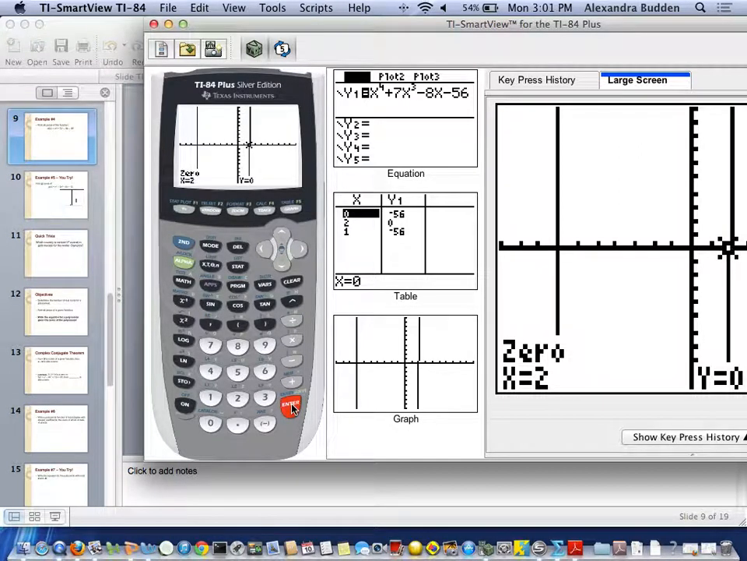Okay, there's my first zero. My first zero is 2, 0. Now I have to find that one all the way on the left. Just to save a little time, I'm going to tell you that that one is at -7, 0. So I have 2 real zeros at 2, 0 and -7, 0.